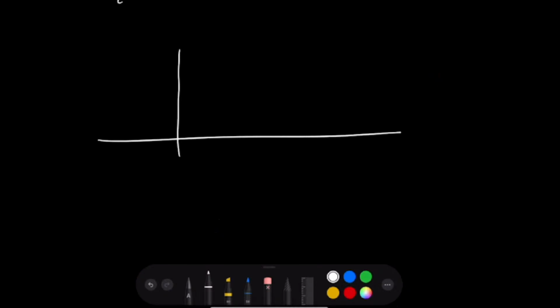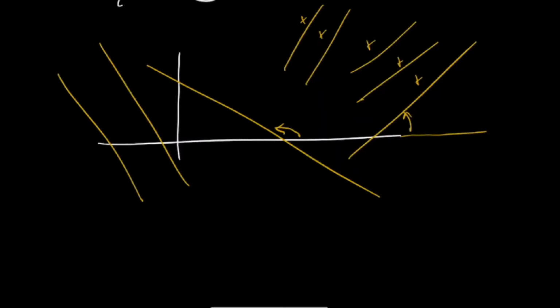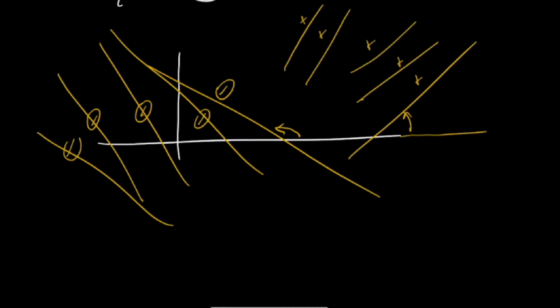So any line if you draw in the Cartesian plane, it will either make an obtuse angle or it will make an acute angle. Correct? So the slopes of all these kinds of lines are positive because all these lines make an acute angle with x-axis. The slope of all these lines is negative because all these lines make an obtuse angle with positive x-axis in anti-clockwise direction.